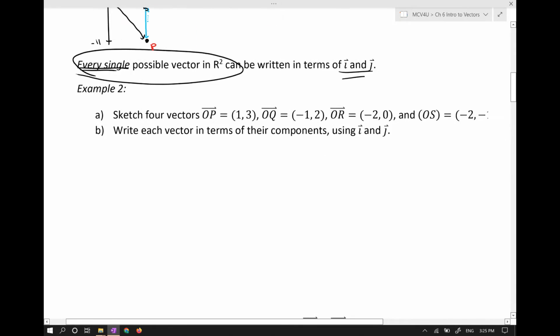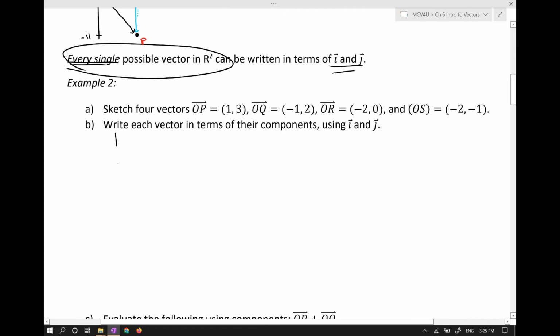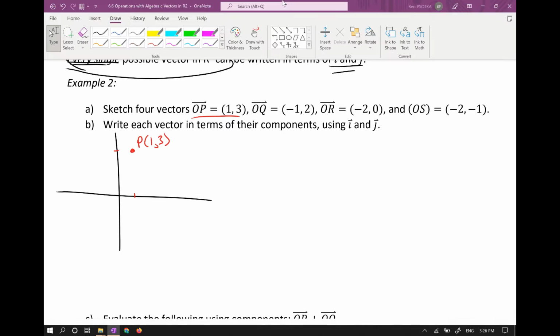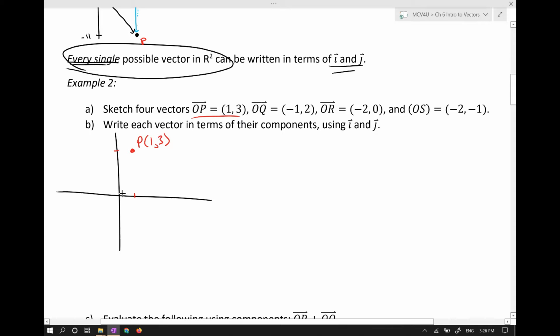Fantastic. All right, so we're going to work down here. We're going to have 4 unit vectors. We'll sketch all of them. Our first vector is given by OP, and it's to the point 1, 3. Our origin, we know where the origin is. There's no need to sketch it in there. We can go to the point 1, 3. Point P is given here, 1, 3. Fantastic. So our vector is given from the origin to point P. Nice and easy.